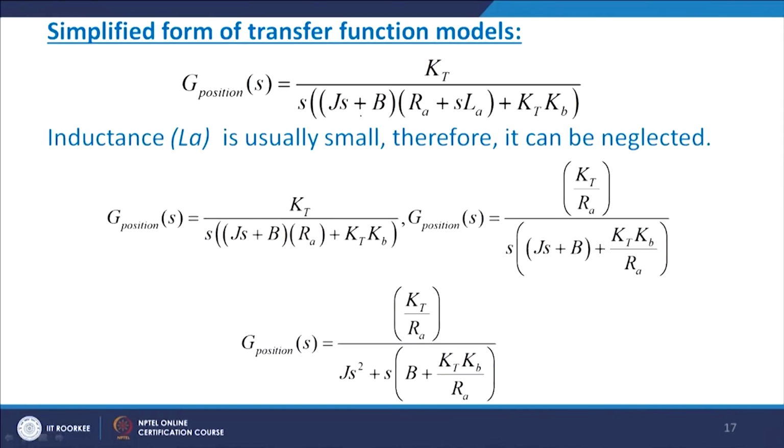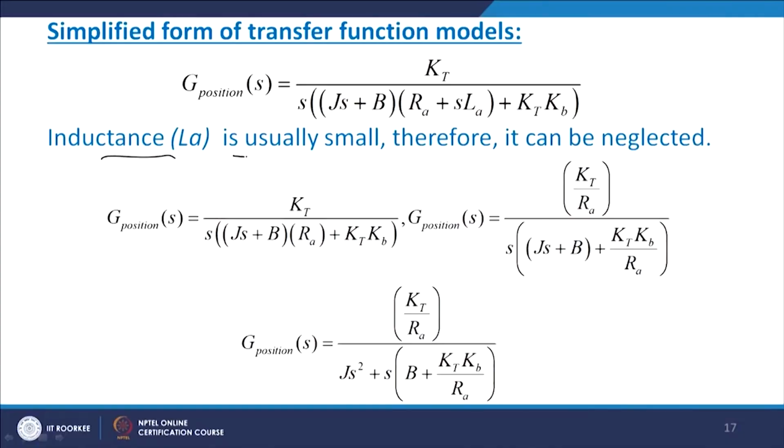In this model we have G position equals KT by S(Js plus B)(RA plus S LA) plus KT KB. But you know, if you take the inductance of the armature, it is very small, so that we can neglect it. So here we have neglected this LA. What we have written here is that the inductance LA is usually small, therefore it can be neglected. So after neglecting LA, you will find we get this expression. Again we have modified this, and finally the position control model we have got like this, and here this B KT KB by RA is replaced by another constant.